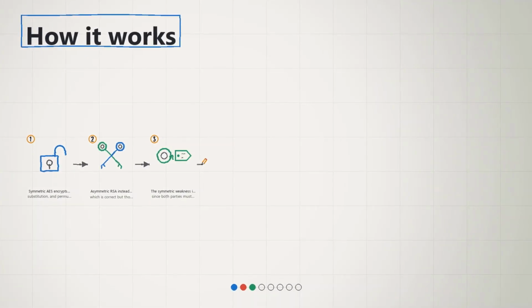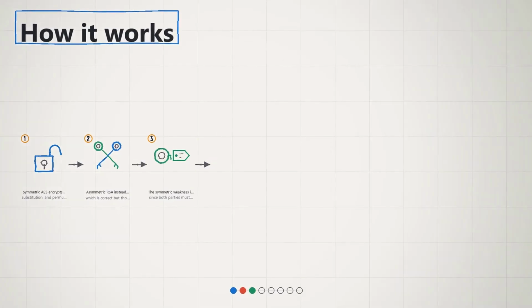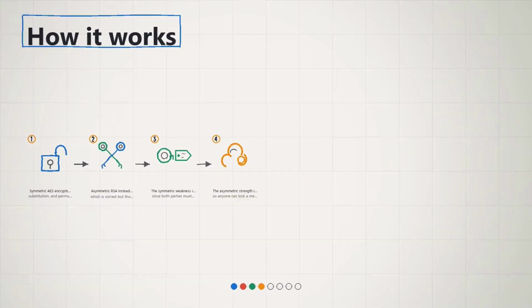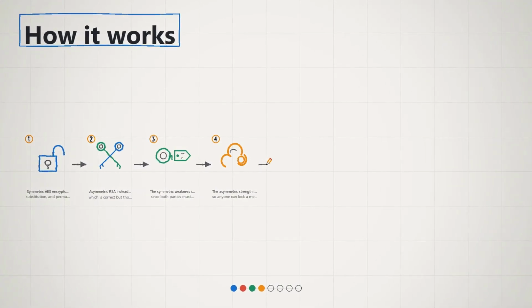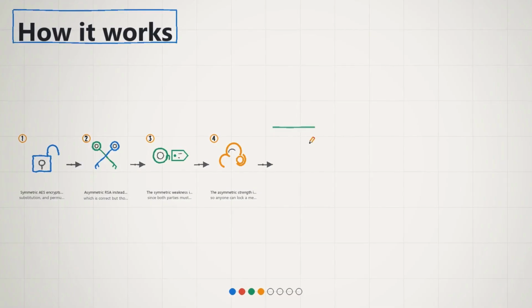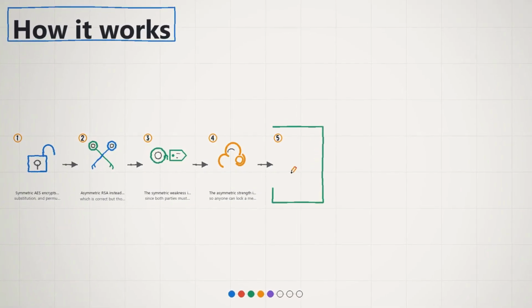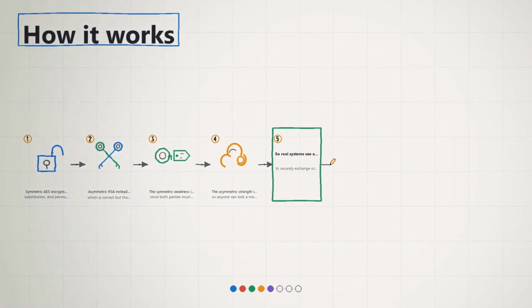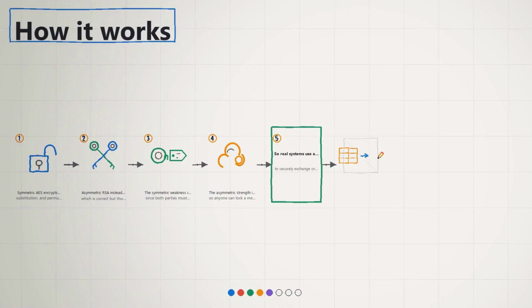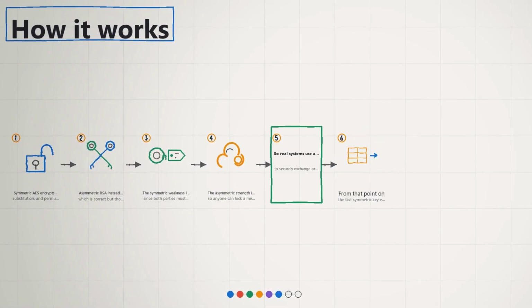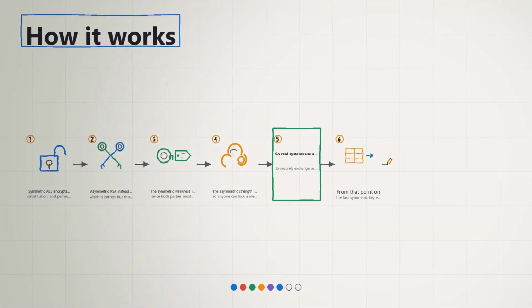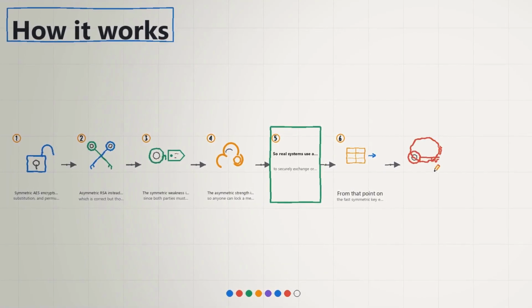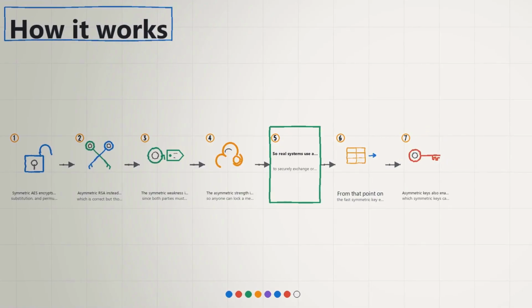The asymmetric strength is that the encrypting key is public, so anyone can lock a message to you without any prior secret. So real systems use asymmetric crypto exactly once per session to securely exchange or derive a small symmetric key. From that point on, the fast symmetric key encrypts all the actual traffic, getting both safety and speed. Asymmetric keys also enable digital signatures, which symmetric keys cannot, because anyone with the shared key could forge them.